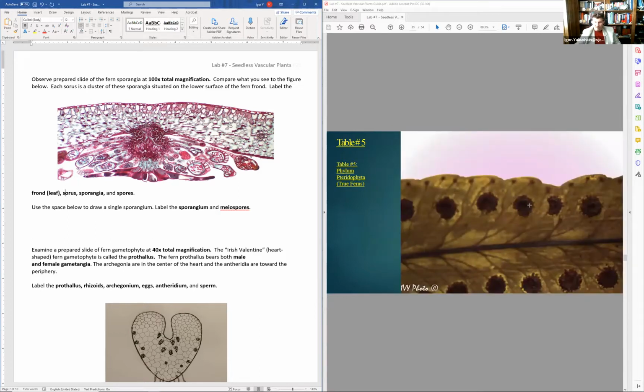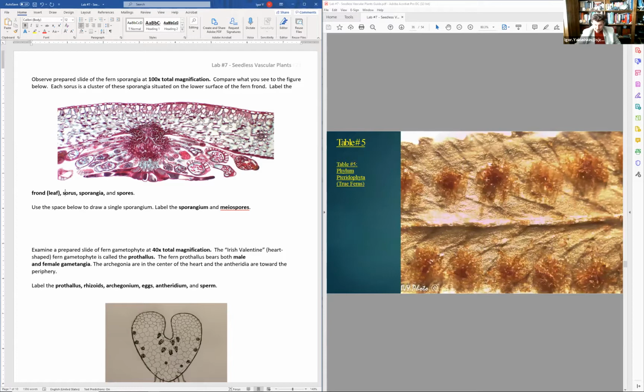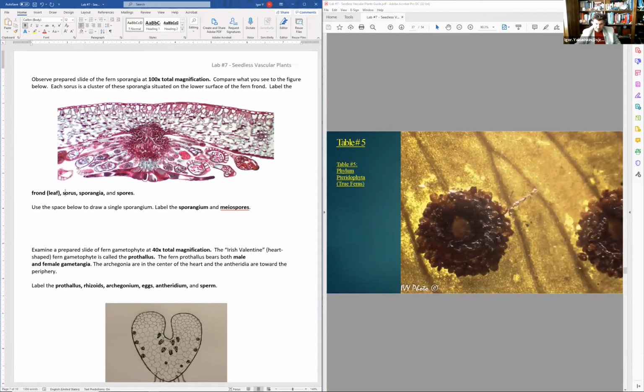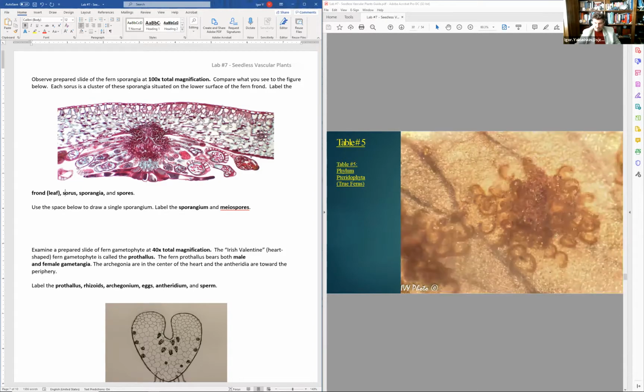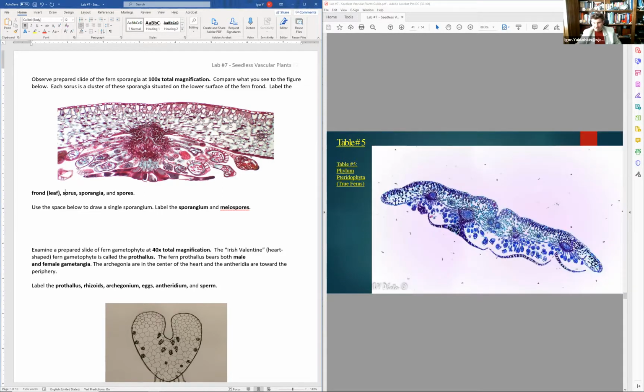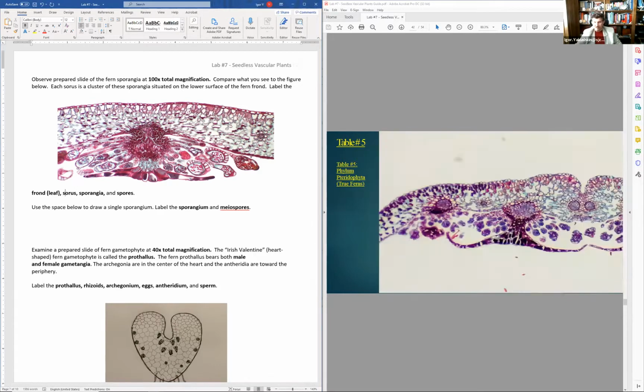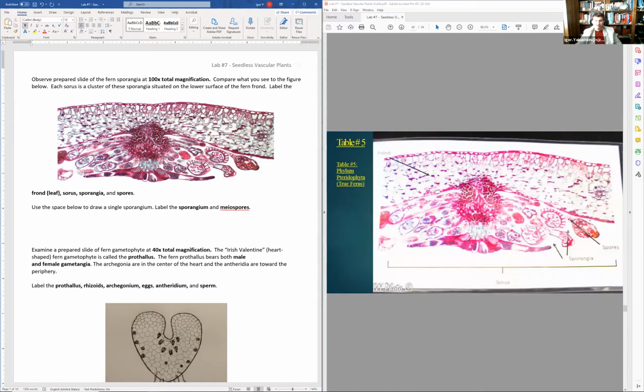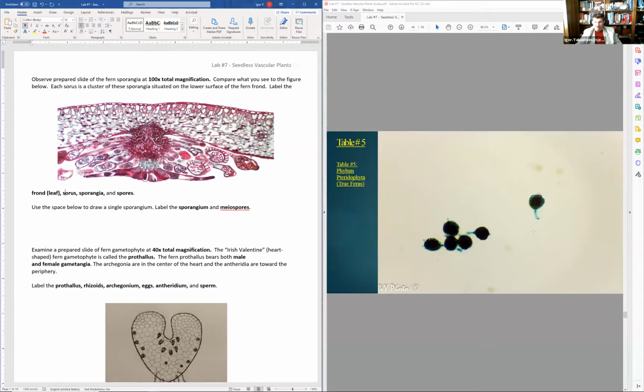sori. So here we're looking under the dissecting scope, and more under the dissecting scope, and you can start seeing the single sporangia. All of those under the dissecting scope, you can see the sporangia right there. And now it's a regular microscope, and you can see the single sporangia in the sorus. Here we go. That's the cross section, similar to what we see right there. That's the sorus and the sporangia, and the spores are inside. Here we go. That's a single sporangium, and you can kind of see the spores inside.